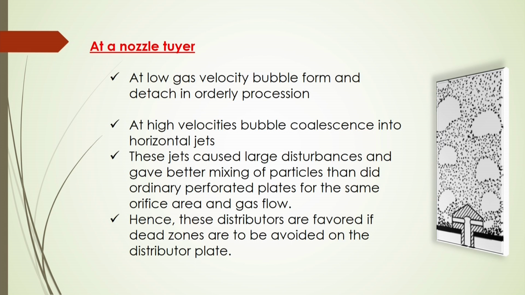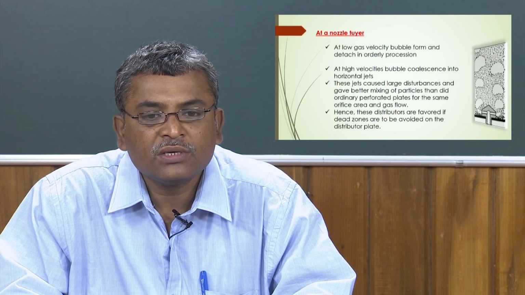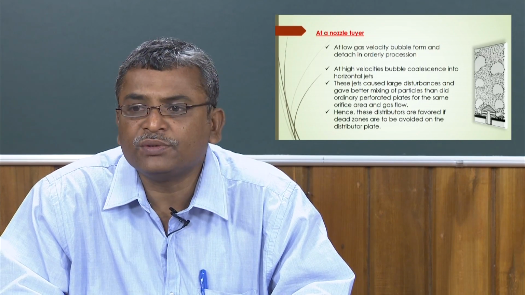At a nozzle tuyere, it is seen that at low gas velocity bubbles form and detach in orderly procession, like this in this figure. At high velocities, bubbles coalesce into horizontal jets. These jets cause large disturbances and give better mixing of particles than ordinary perforated plates for the same orifice area and gas flow rate. Hence, in this case, this distributor is favored if dead zones are to be avoided on the distributor plate.